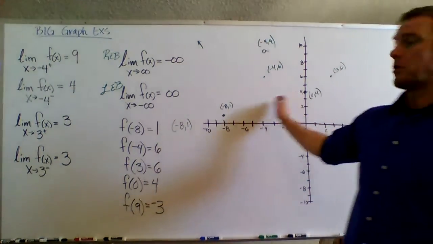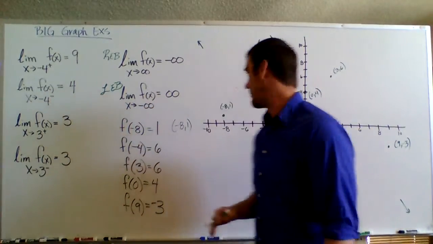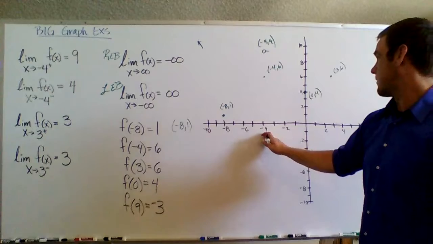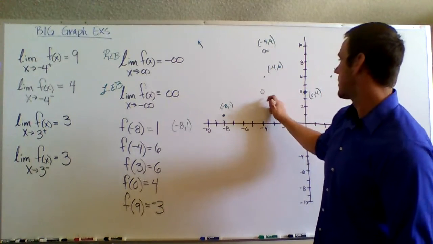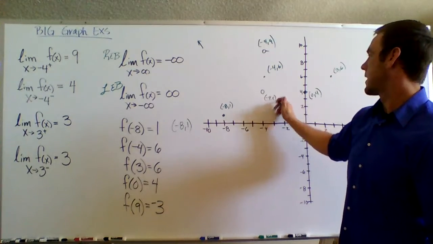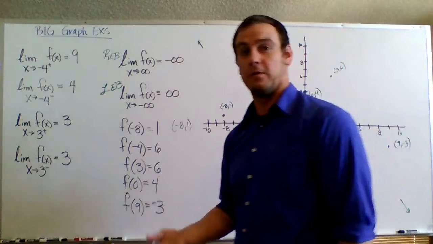All right. Like I said, as we approach negative 4 from the left now, we're going to be getting closer and closer to positive 4. Okay, so negative 4, positive 4. Should be about right here. Okay, we're going to approach that from the left, so I'm going to draw a little tiny line coming out of it from the left.